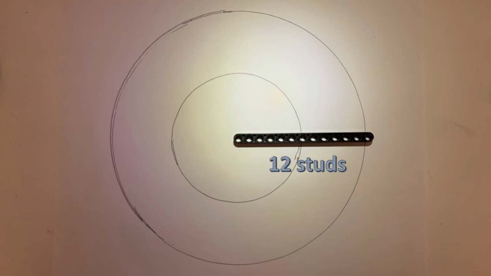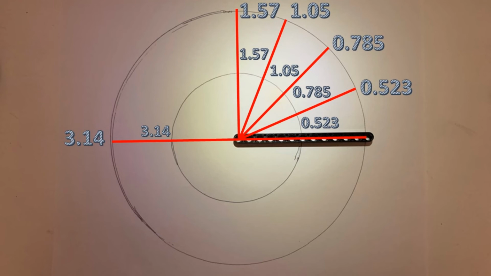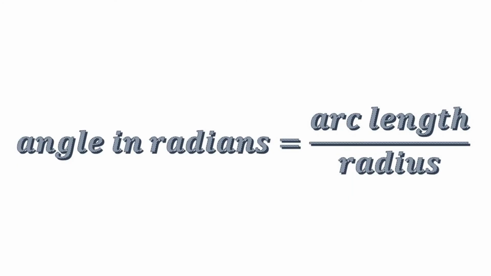But what if I just made a larger circle? Wouldn't that change all the arc lengths? Yes, it would, but we can get around that pretty easy. All you have to do is divide your arc length by the radius. And that brings us to the definition of a radian. An angle in radians is the ratio of an arc length created by the angle divided by the radius of the circle. This has a couple of nice advantages for us.